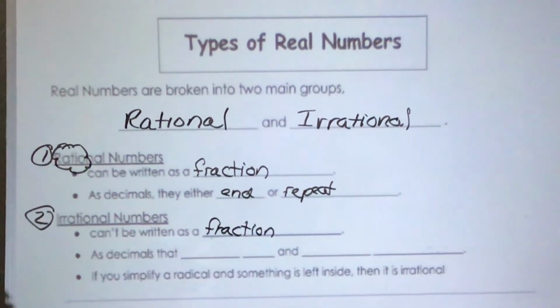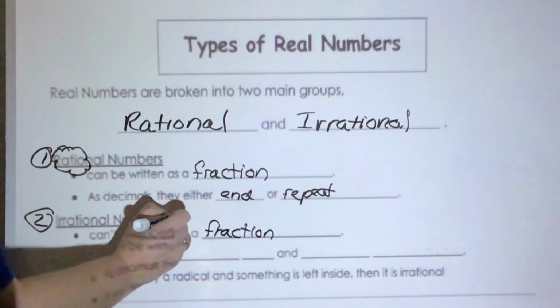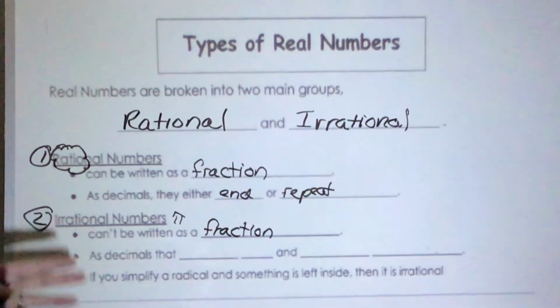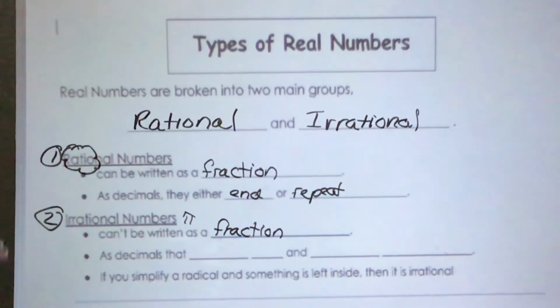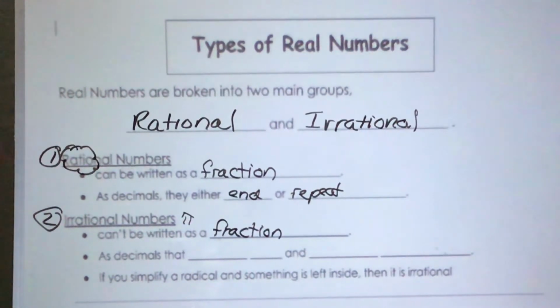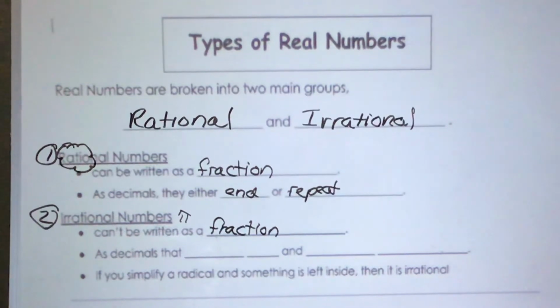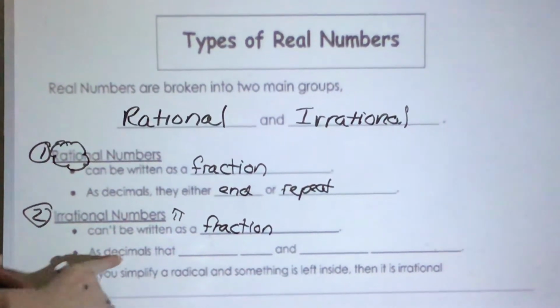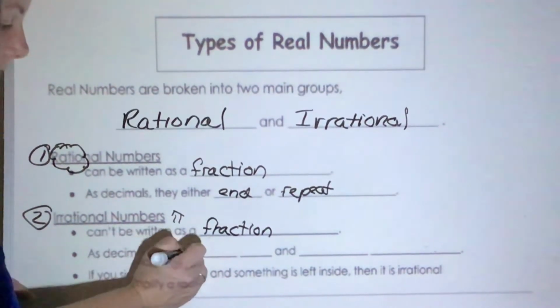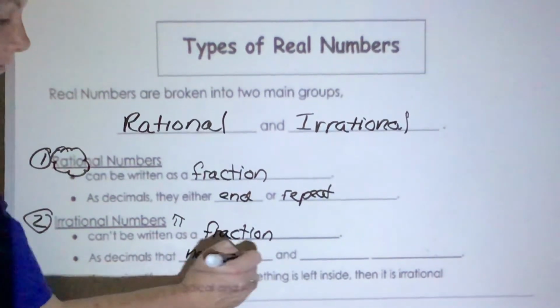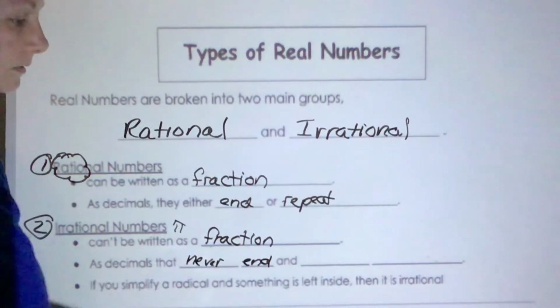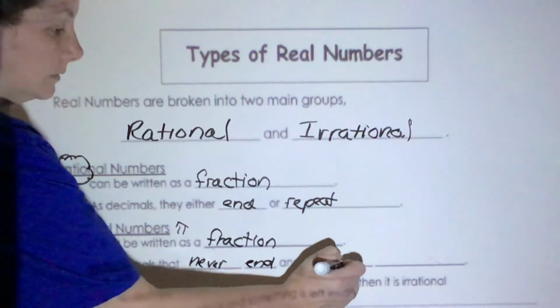The most common irrational number that you're used to seeing is pi. There isn't a fraction that represents pi. There's one that's close to it, but there's not one that is exactly pi, because pi is a decimal that goes on forever and never repeats. So as a decimal, they never end and they never repeat.